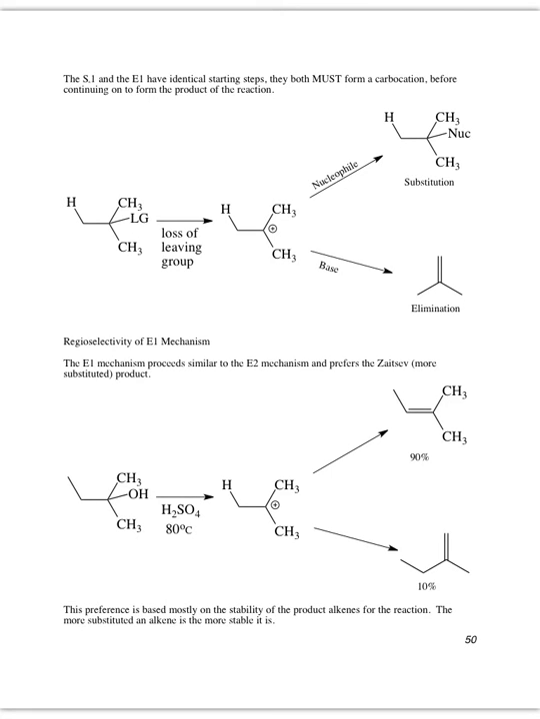In an SN1 and an E1, they both have identical starting steps. They have to get to the cation, and from the cation we can either remove a hydrogen off of the adjacent carbon to the cation with a base to get to the elimination product, or a weak nucleophile can add to the cation to form our substitution product. We've already talked about substitution reactions a bunch, and we'll go through elimination reactions now for a while.